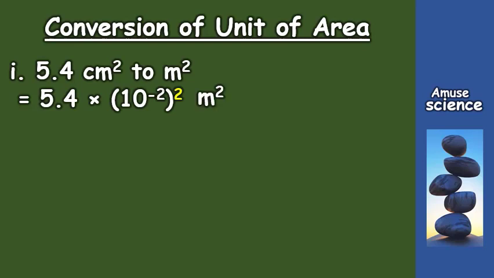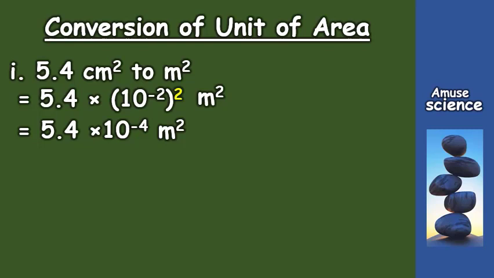Applying indices, we are going to get 5.4 times 10 exponent minus 4 meter squared. And since in physics it is more appropriate to leave our answer in standard form, this is what we are going to get for our answer.